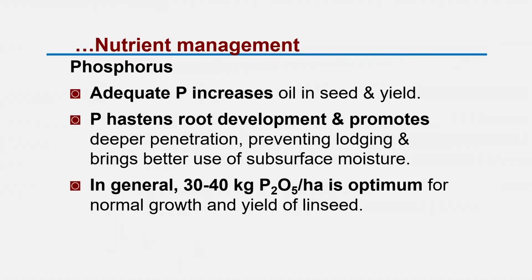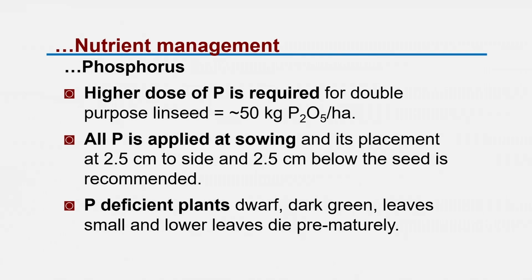Now, phosphorus management. Adequate phosphorus increases oil yield as well as seed yield. Phosphorus hastens, here meaning quickens, root development and promotes deeper penetration, preventing lodging and bringing better use of subsurface moisture. In general, 30 to 40 kg phosphorus in the form of P2O5 per hectare is recommended for linseed, and it should be applied at the time of sowing.